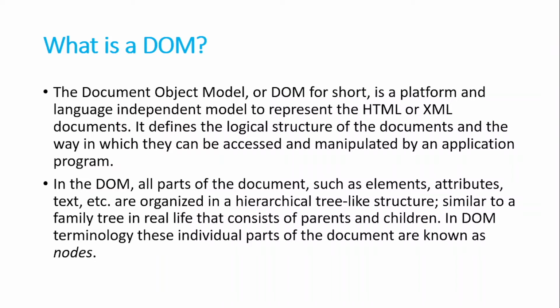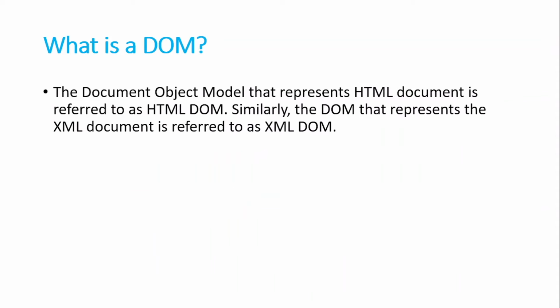In the DOM, all parts of the document such as elements, attributes, text, etc. are organized in a hierarchical tree-like structure similar to a family tree in real life that consists of parents and children. In DOM terminology, these individual parts of the document are known as nodes. So we can consider it as a tree-like structure which has all the elements, all the text or all the attributes associated to any element, showing you the structure of a basic HTML document.